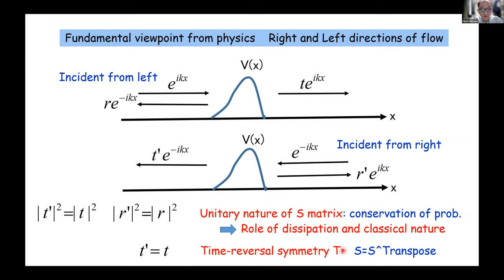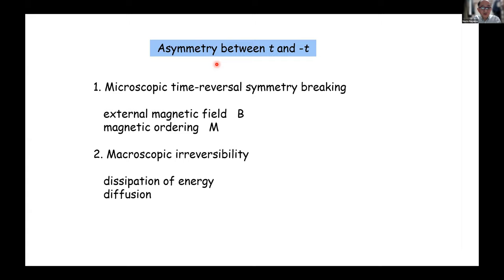So there are two sources of the asymmetry between T and minus T. One is a microscopic time reversal symmetry breaking by the external magnetic field or magnetic ordering. The second one is a macroscopic irreversibility associated with the dissipation of energy or diffusion. So non-reciprocal response is often related to these two kinds of asymmetry between T and minus T.